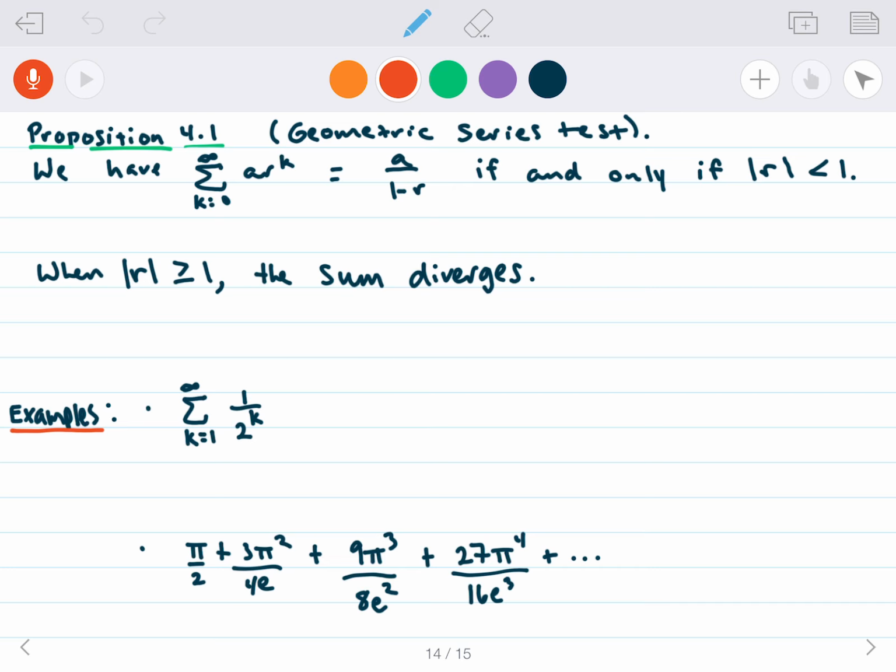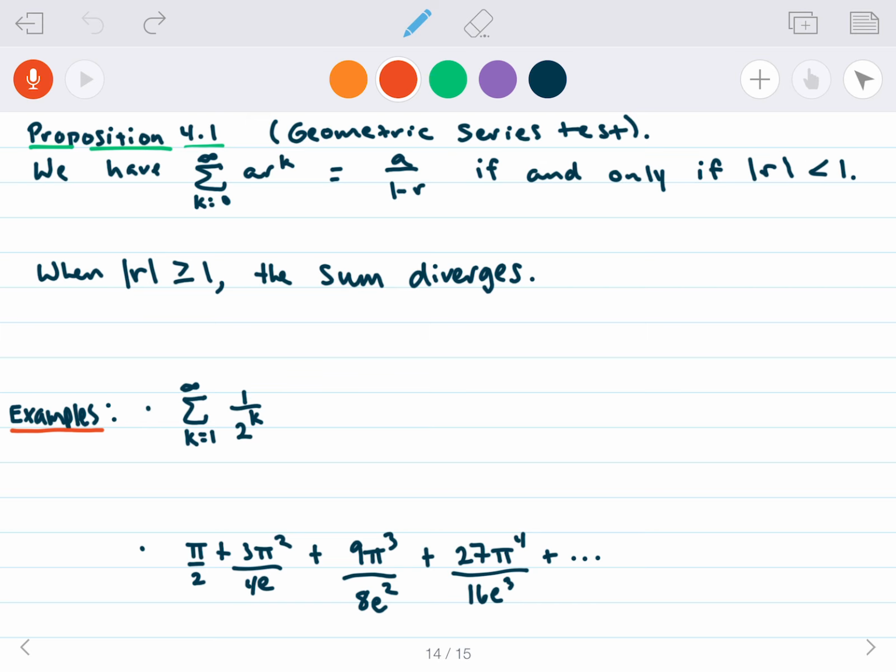Okay, so Proposition 4.1. I'm not going to prove this for you guys, but if you're interested, the proof is in the book. You probably have seen this at some point in Calc 2. Just reminding you of this formula, if we have a geometric series, we can compute the sum in the case where the absolute value of our common ratio is less than 1. And the sum is going to be equal to our first term divided by 1 minus our common ratio. If, on the other hand, the absolute value of our common ratio is bigger than or equal to 1, then the sum is going to diverge.